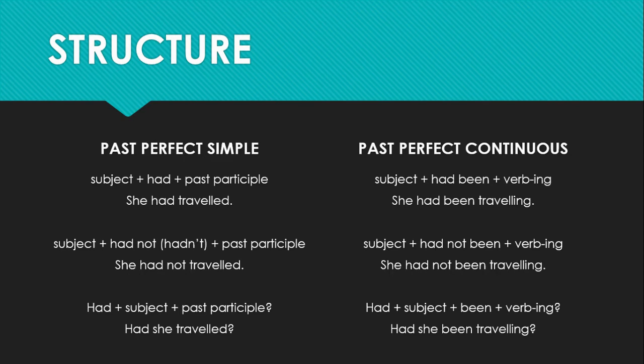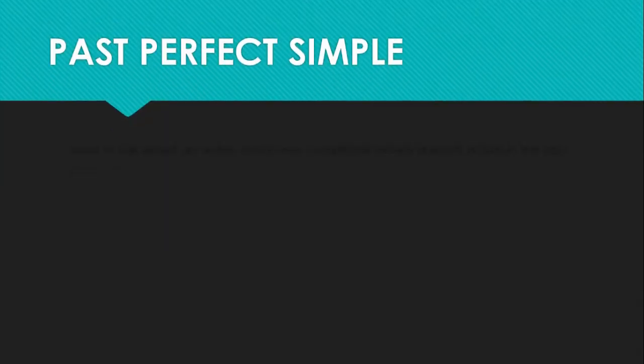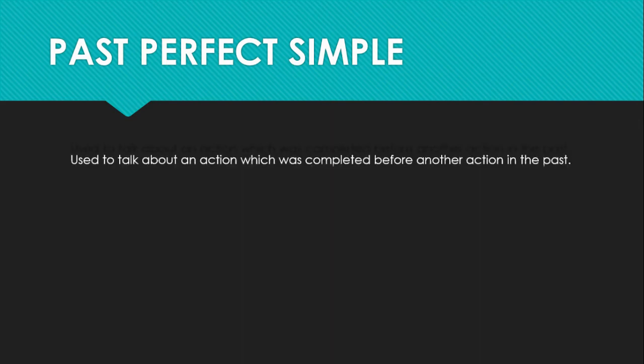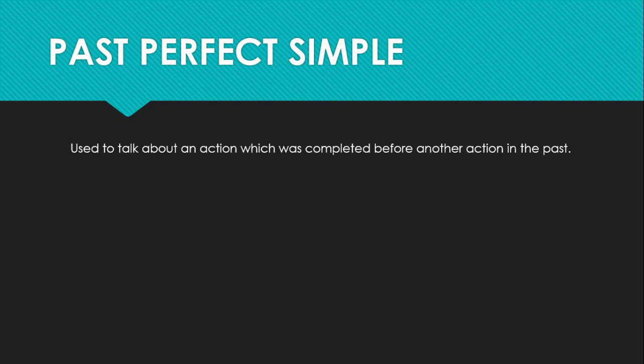Now, let's look at the functions or the use of these two tenses. Okay, so we're going to look at the past perfect simple first. The past perfect simple is used to talk about an action which was completed before another action in the past. To help you understand this, let's look at this timeline.